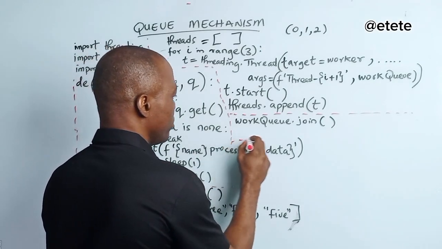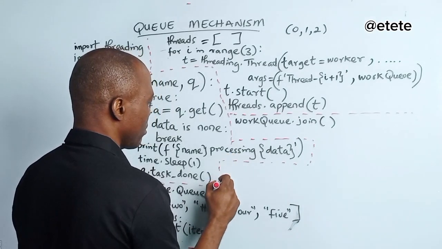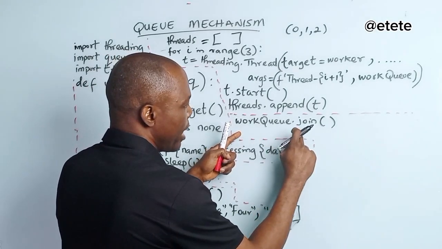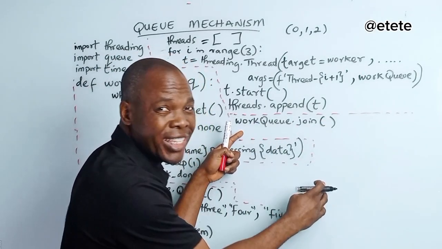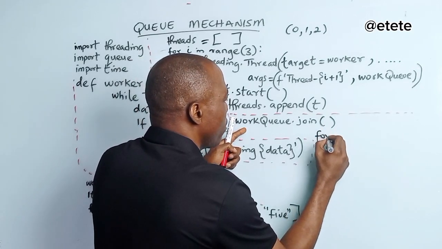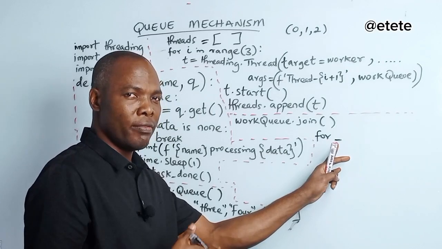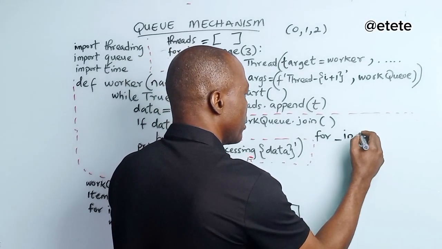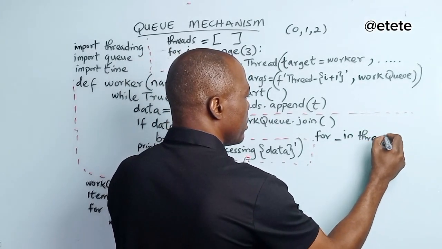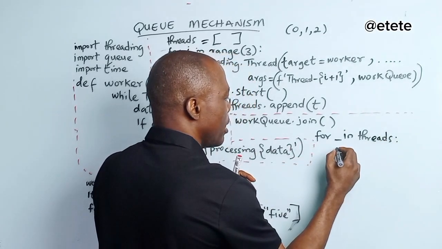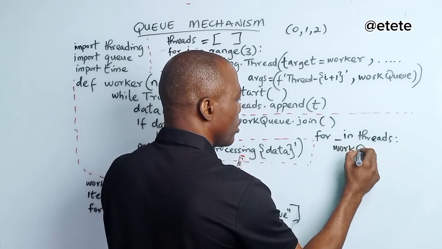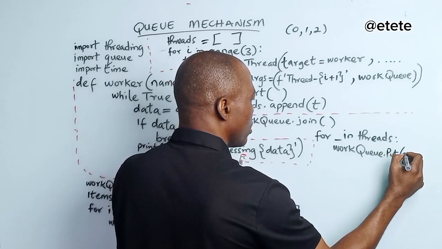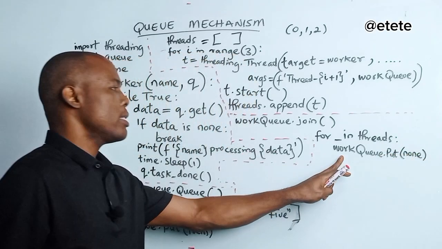So let me do this. This place will not be enough. It should be on this same line. But because this place will not be enough, I want to write a loop. So let me write it here. So I will say for now, because I'm not going to use this variable inside my loop, that's why I'm using underscore. For _ in threads, right? I will say work_queue.put(None).